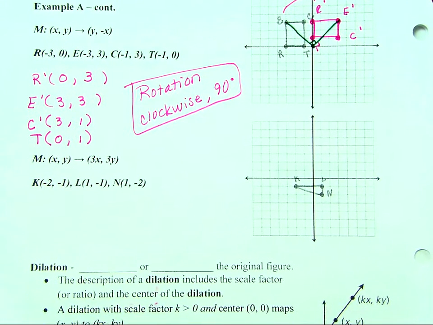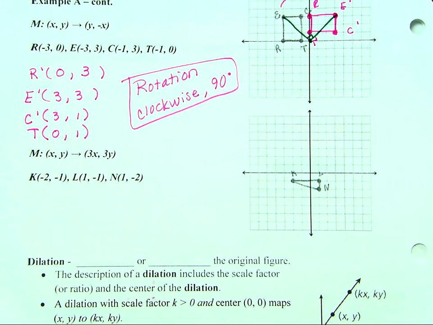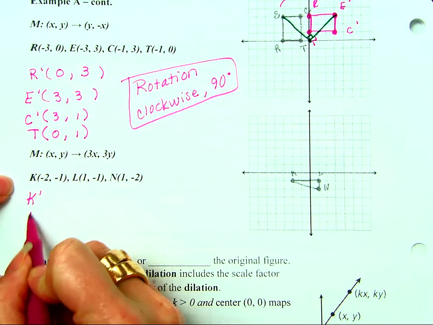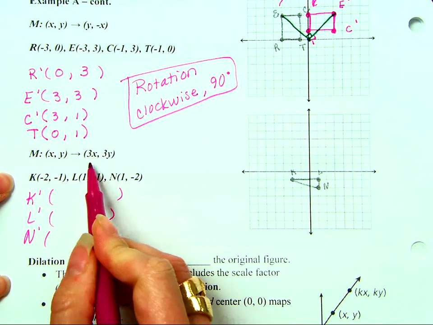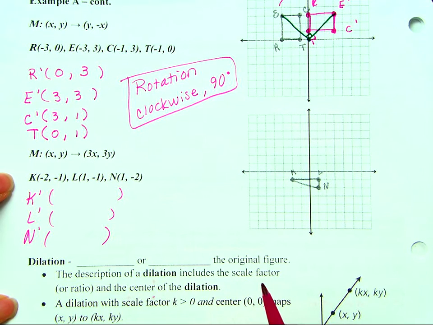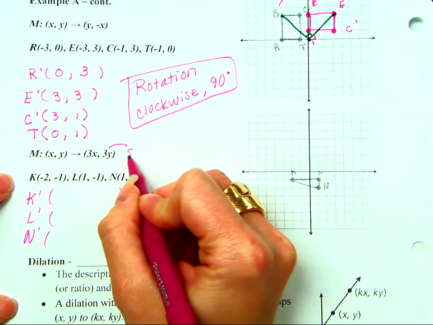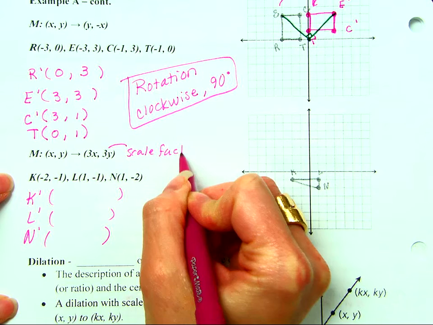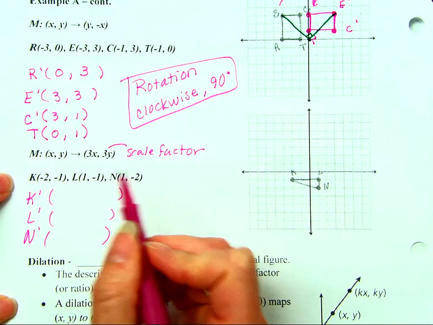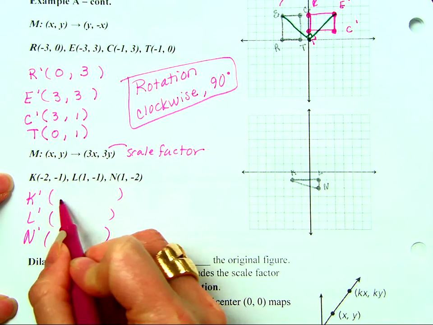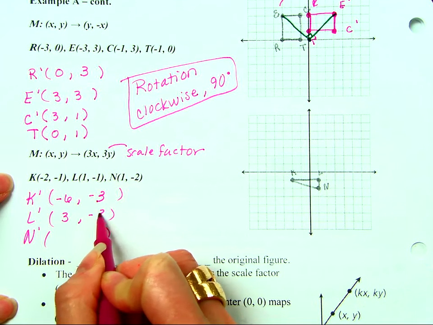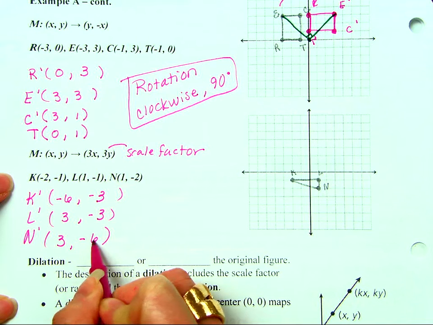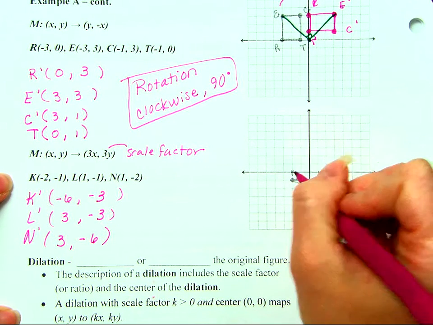Finally, my last transformation asks me to take x, y and map it to 3x, comma 3y. So I'm looking to find K prime, L prime, and M prime. What do they want me to do here? Well, they're going to refer to that 3 as a scale factor, and they actually are wanting me to do some multiplying. So when I multiply by 3, I'm going to end up with a negative 6, negative 3, and so on. And now I'm going to go ahead and plot those points.